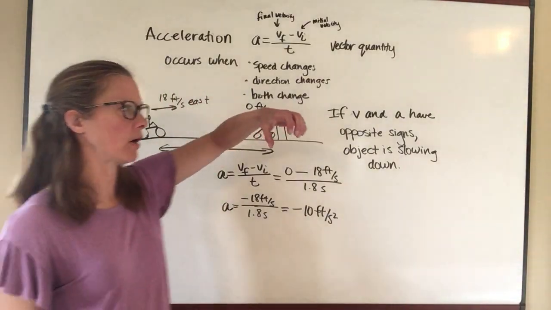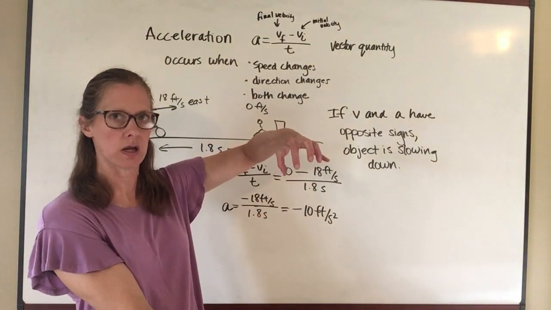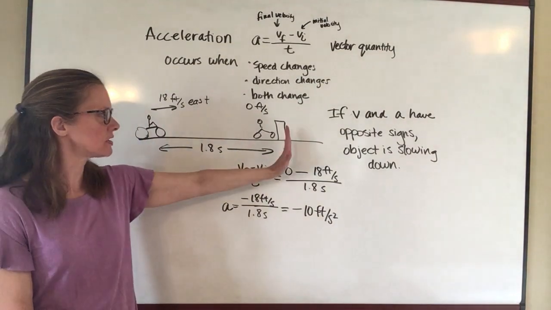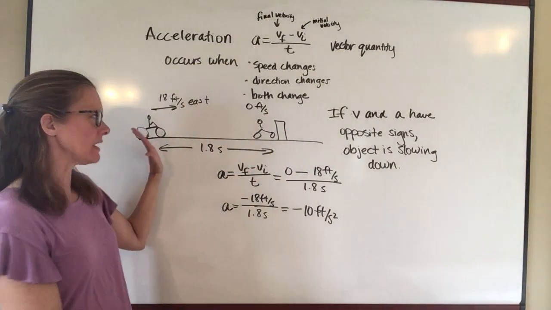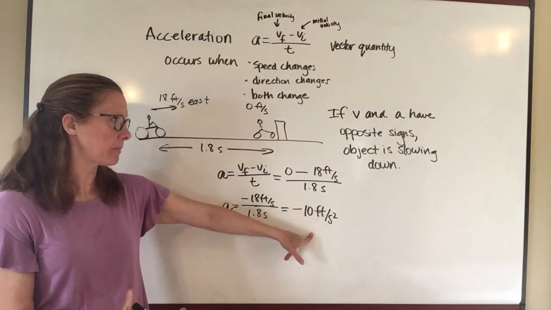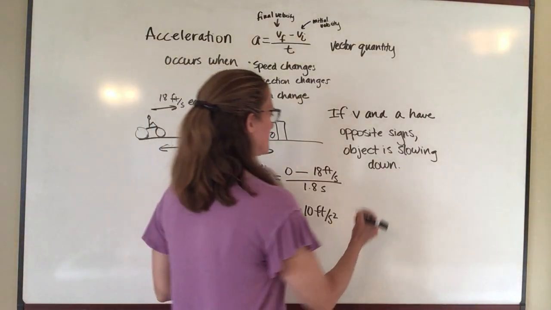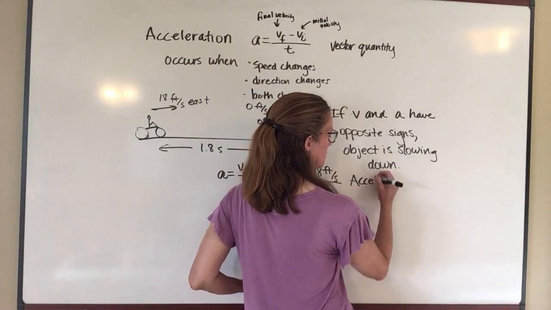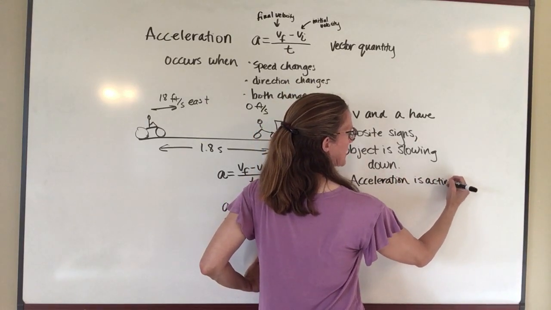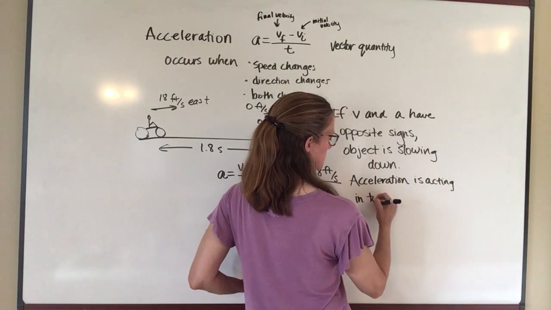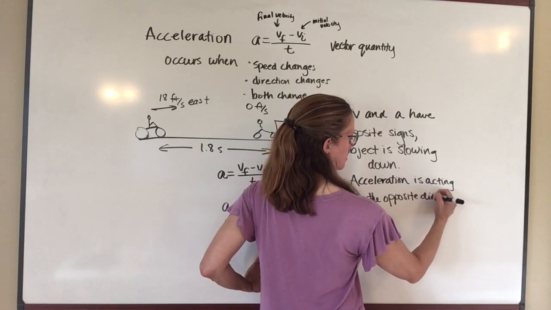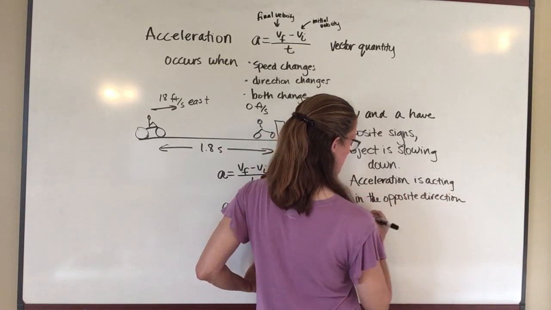In the first problem, we said, well, the rock started out not moving and it ended up moving. So that means the acceleration should be positive. Here, I started out moving and I came to a dead halt. So he should be slowing down. So if this is positive, acceleration should have been negative. That makes sense. Okay, so what that means is that the acceleration, because it's a vector quantity, is acting in the opposite direction of the velocity.